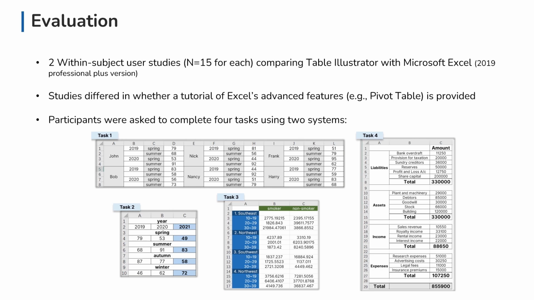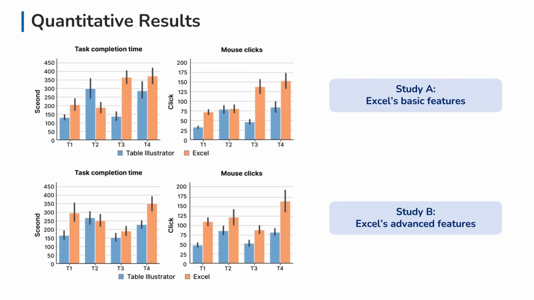All participants were asked to complete 4 tasks using two systems. Tasks 1 and 2 were meant to construct tables of student scores in different shapes and styles. Task 3 included the pivot table, and Task 4 involved the descent table for financial reports. In the first study, our system outperformed Excel in Tasks 1, 3, and 4, with users completing the tasks faster and using fewer mouse clicks.